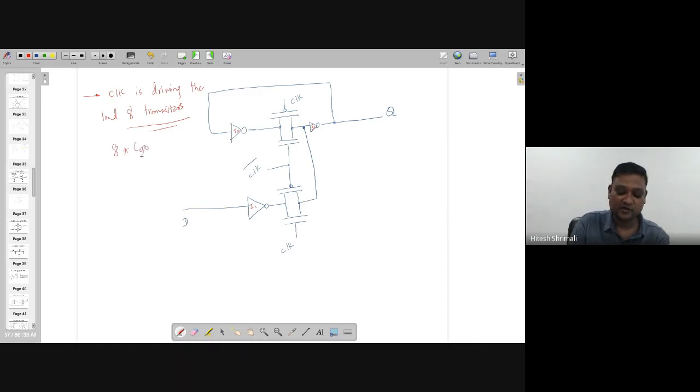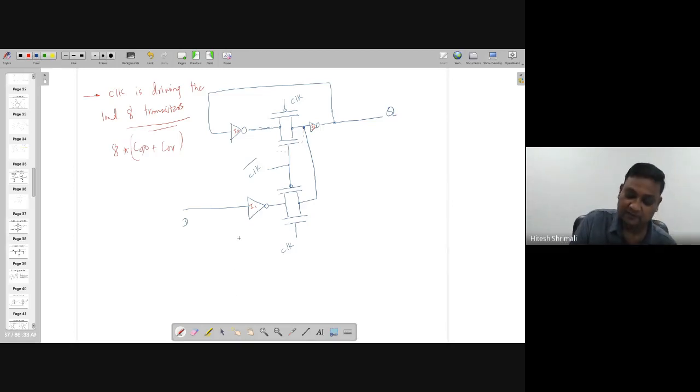Because at the input you are going to see the oxide capacitance, and on top of that, of course, there will be some overlap capacitance also, right? So these are the overlap. I'm not going into so much detail, but we have studied that there are some overlap capacitances, and you are going to see the gate capacitance also.